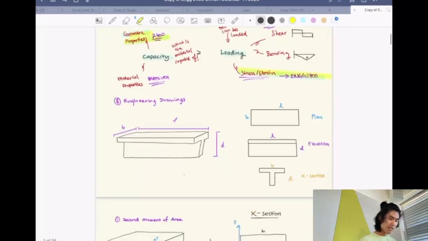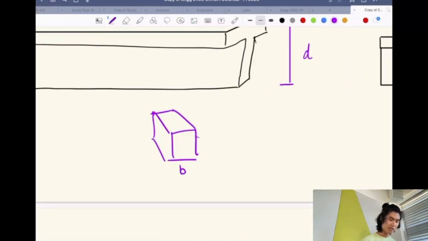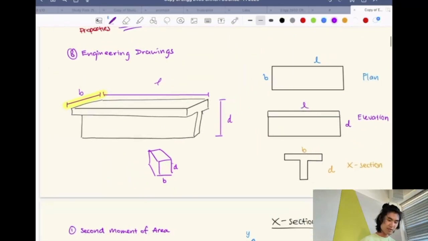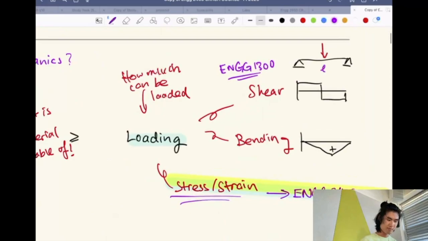So these are just some general engineering drawings, just to get you familiar with what kind of terminology people use in terms of dimensions. We refer to the breadth as this longer part. The length is usually the length of the whole beam. If I was taking this cross-section here, for cross-sections we look at the breadth and then here the depth. But the length is usually just the whole length of the beam. This is the length, right?